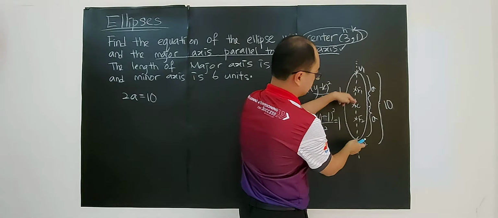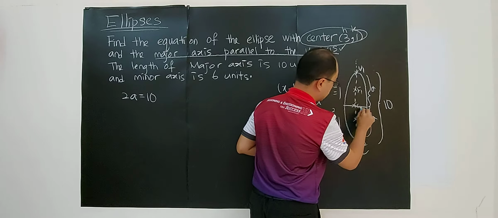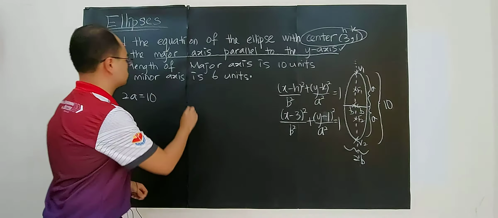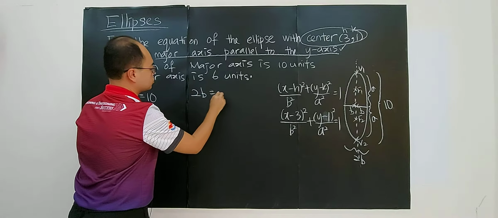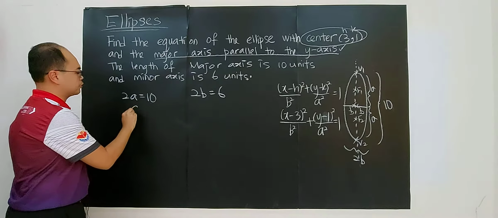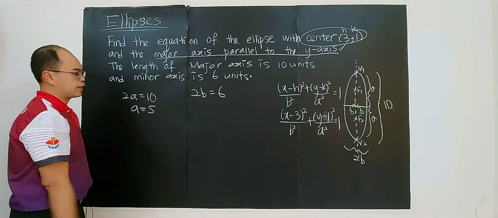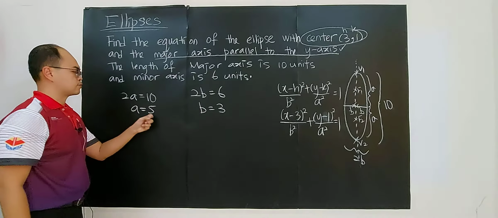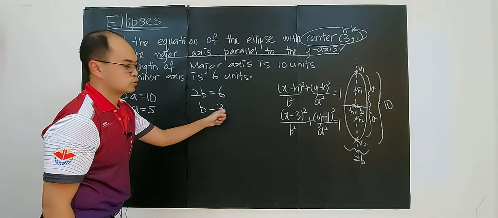There is also another piece of information: the length of the minor axis is 6 units. The length of the minor axis is here, which is b plus b, which is 2b. So 2b equals 6. From here we can get the values easily: a is 5 and b is 3.